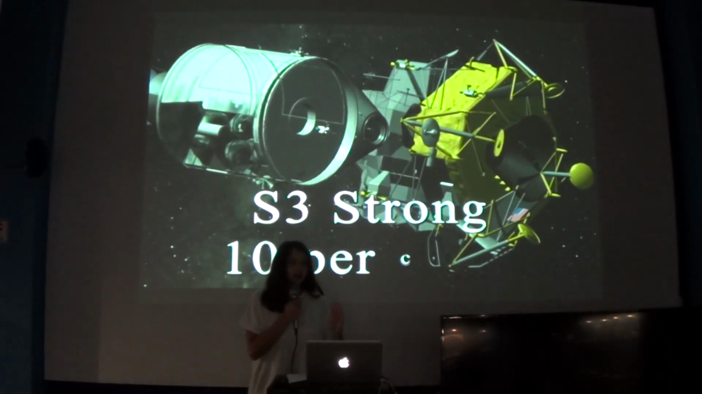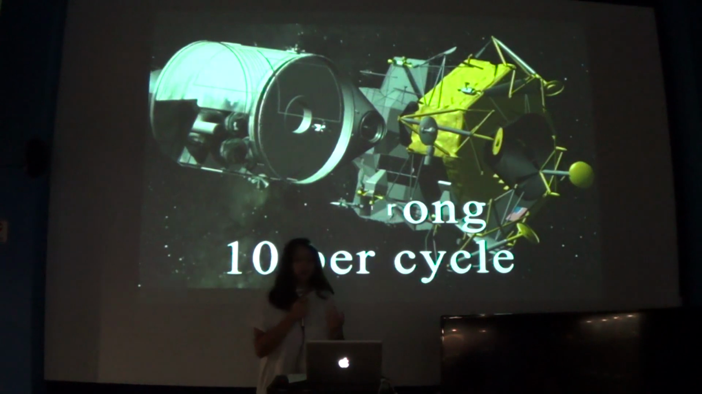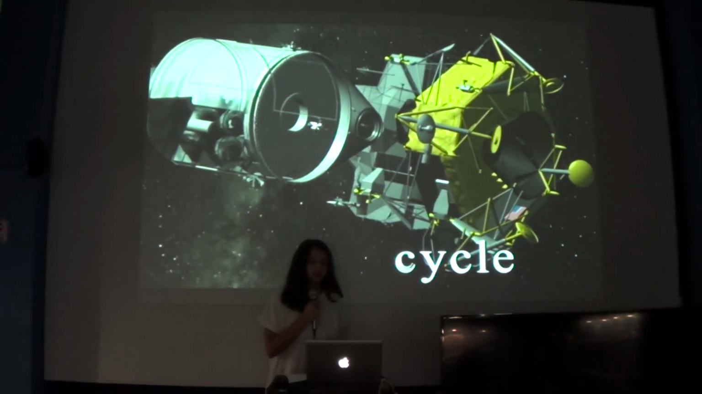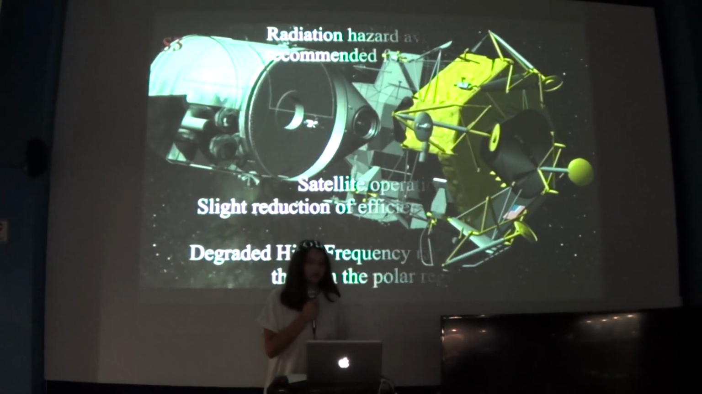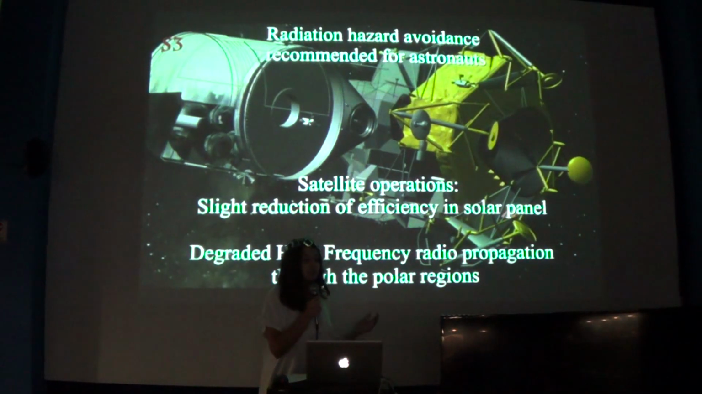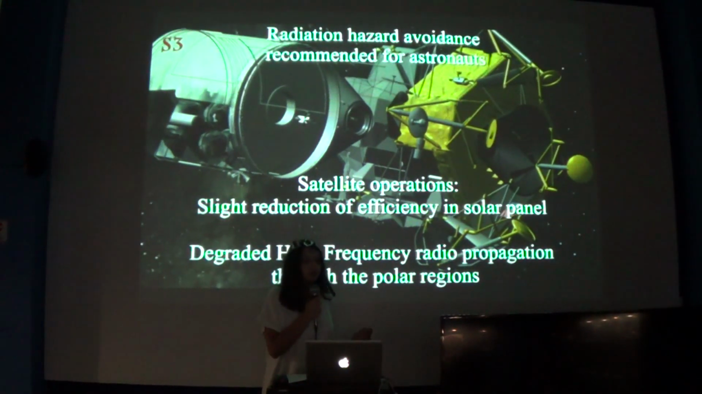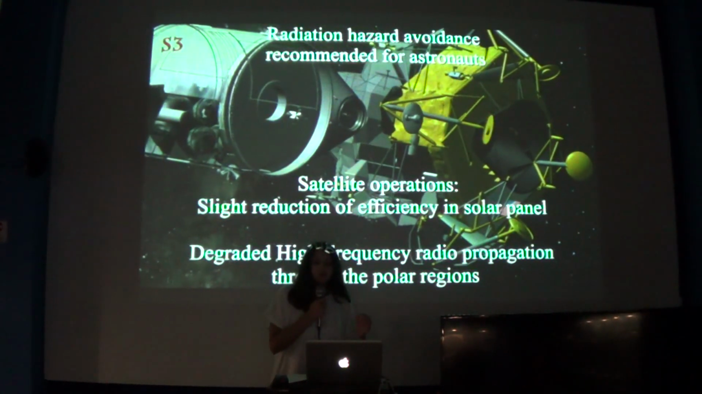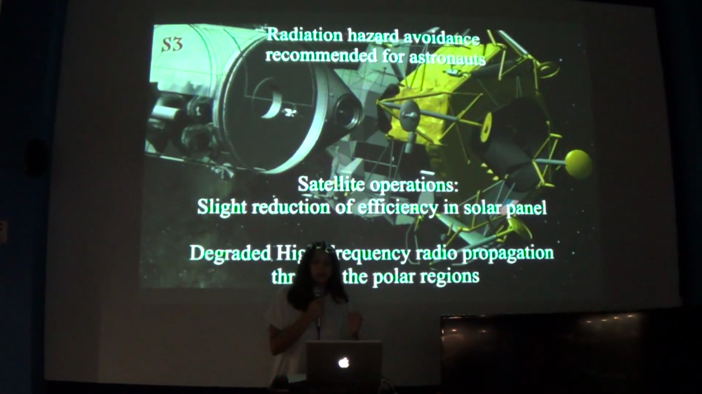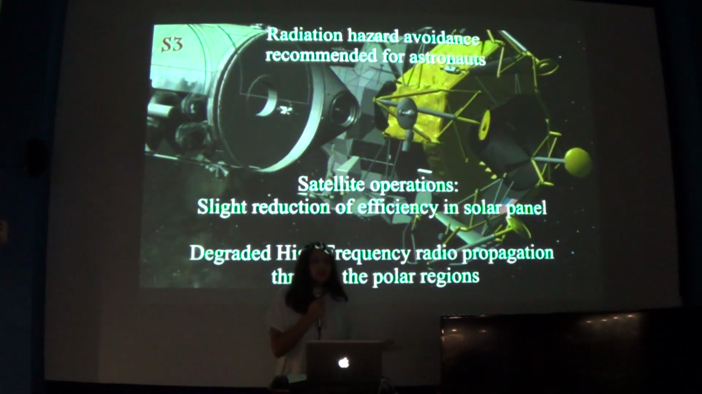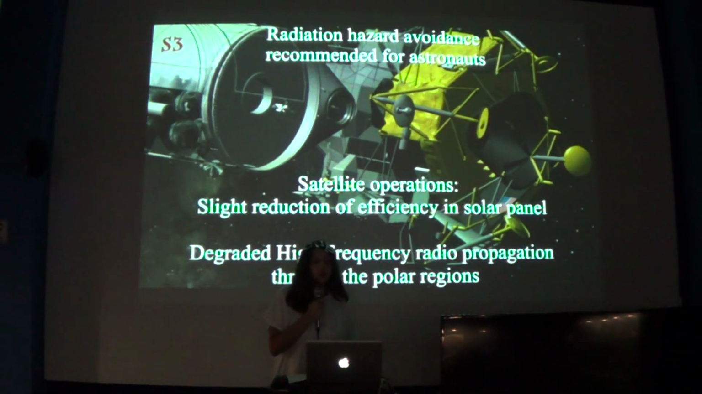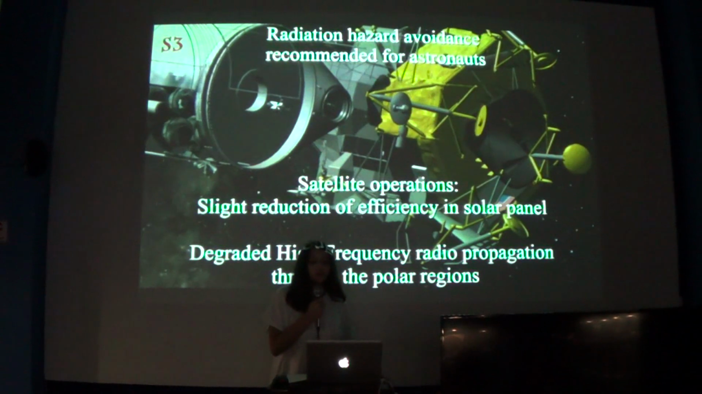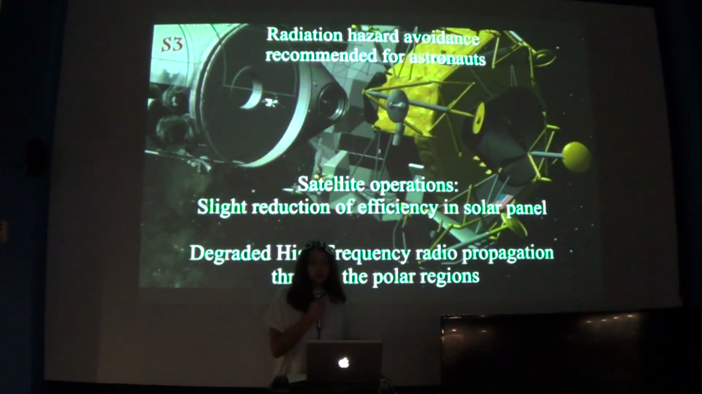S3, strong, 10 events per cycle. Radiation hazard avoidance recommended for astronauts. Concerning satellite operations, slight reduction of efficiency in solar panels. Finally, degraded high-frequency radio propagation through the polar regions.